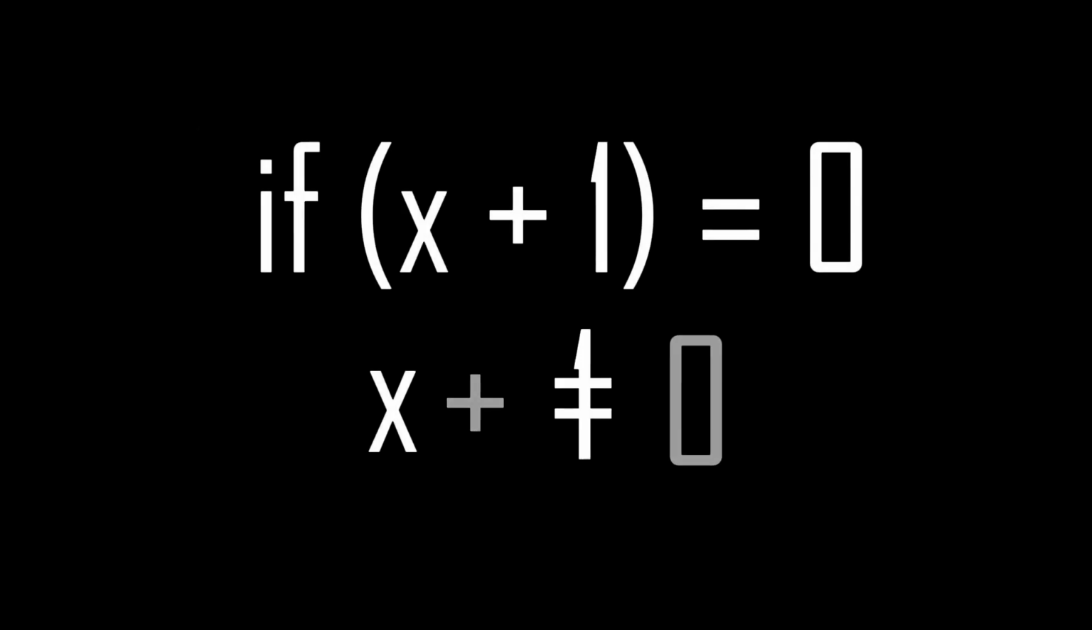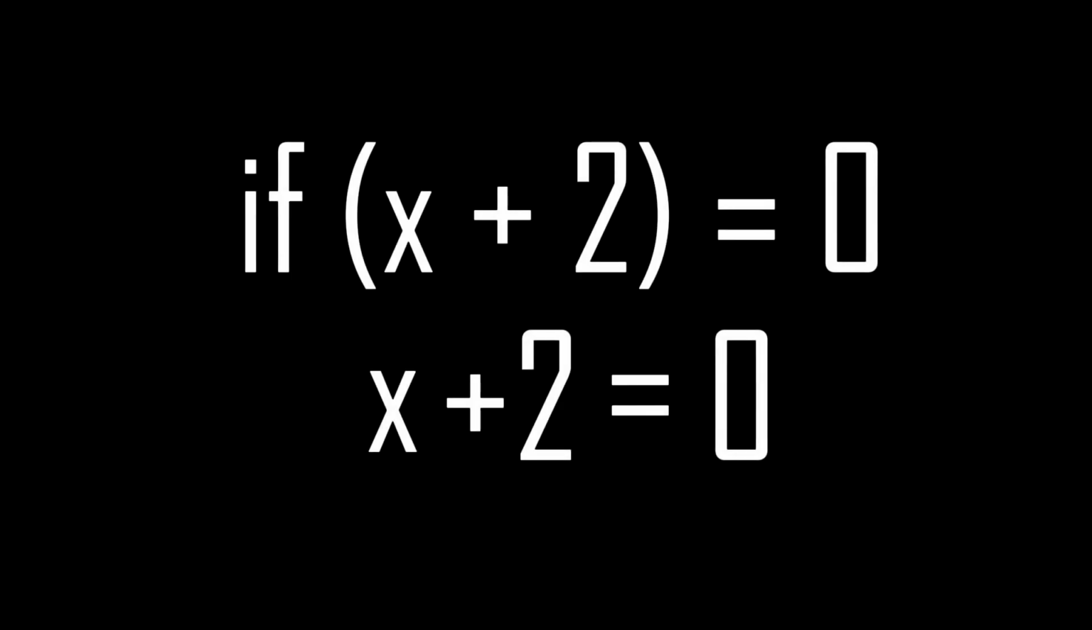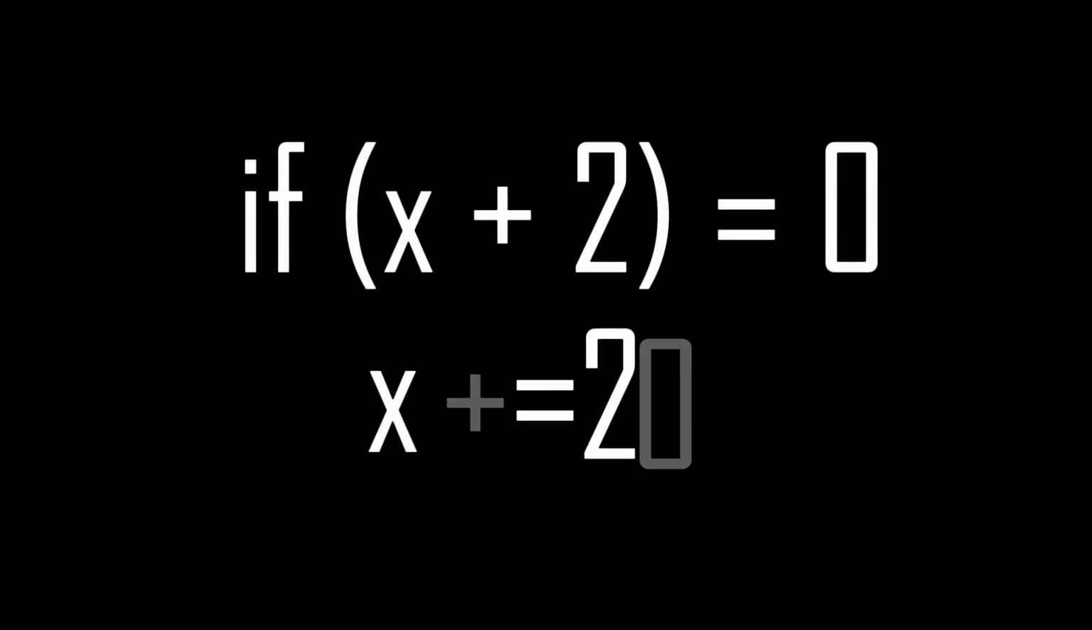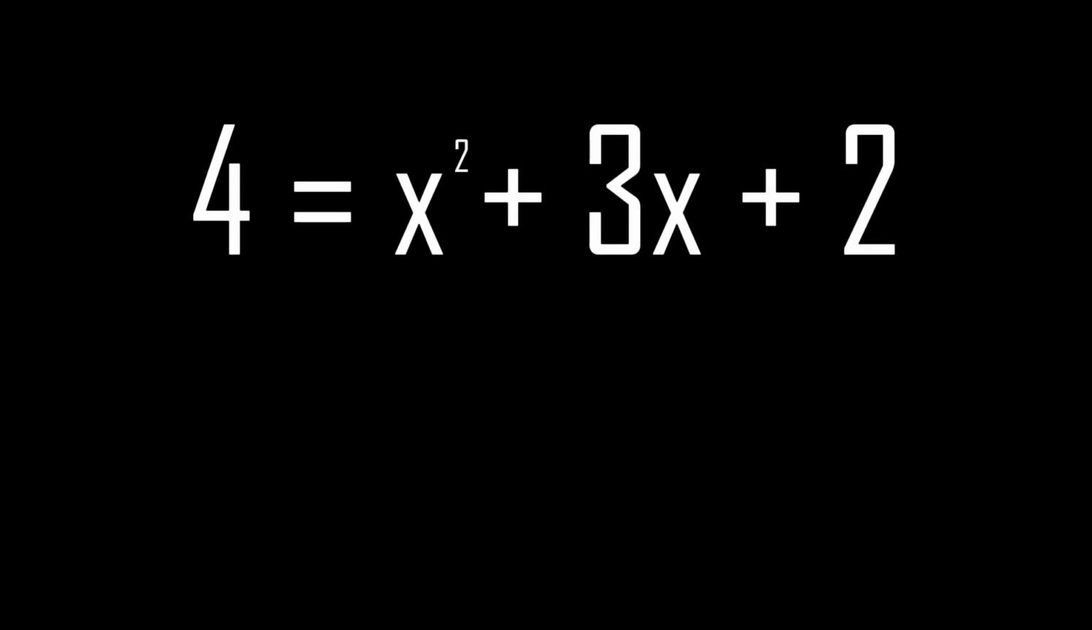When we move the 1 to the other side, we get x equals negative 1. Let's look at the other factor. When we move 2 to the other side, we get x equals negative 2. So we have successfully solved for x. If you get an equation and the y value is not equal to 0, feel free to arrange the y value to the other side and continue as normal.